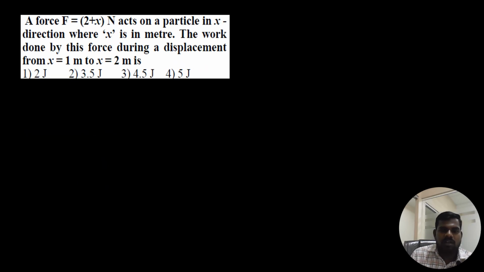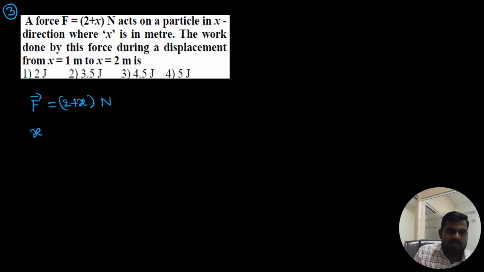So now coming to the next question, number 3. This is another type of question. A force F is given, 2 plus x. Again the function is given, F is equal to 2 plus x newtons, acting on the particle in x direction, where x is in meters, nothing but distance is given. The work done by this force during the displacement of x equal to 1 to x equal to. So F is equal to 2 plus x newtons.